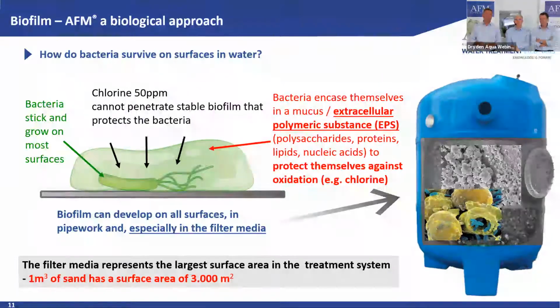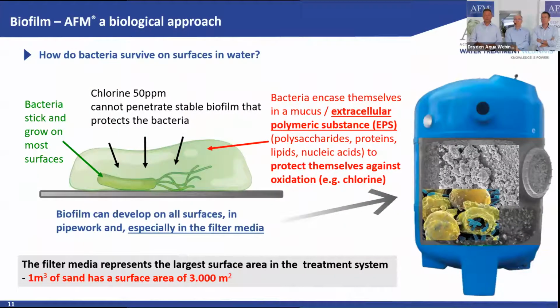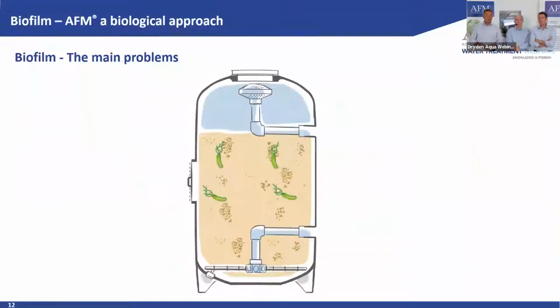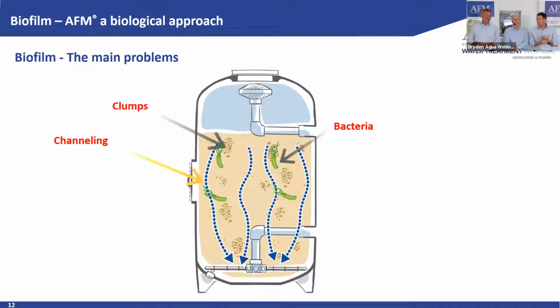It's the process of natural selection: you kill the weak ones, survival of the fittest, and the strong ones will have all the space. What's the problem with this? Biofilm in the filter media after a while leads to coagulation of the grains. They start to stick together, they form lumps or clumps, and the filter media at some point starts to channel, which means you have unfiltered water that gets through your filter.